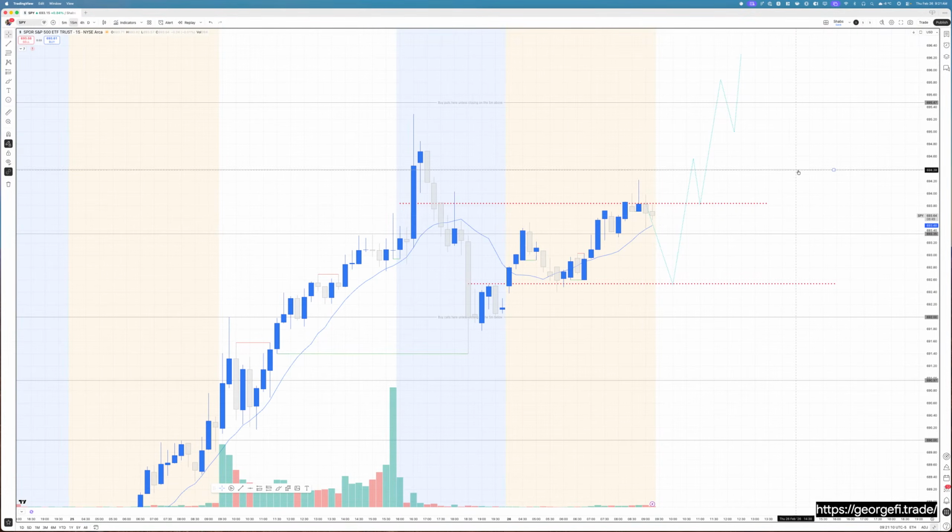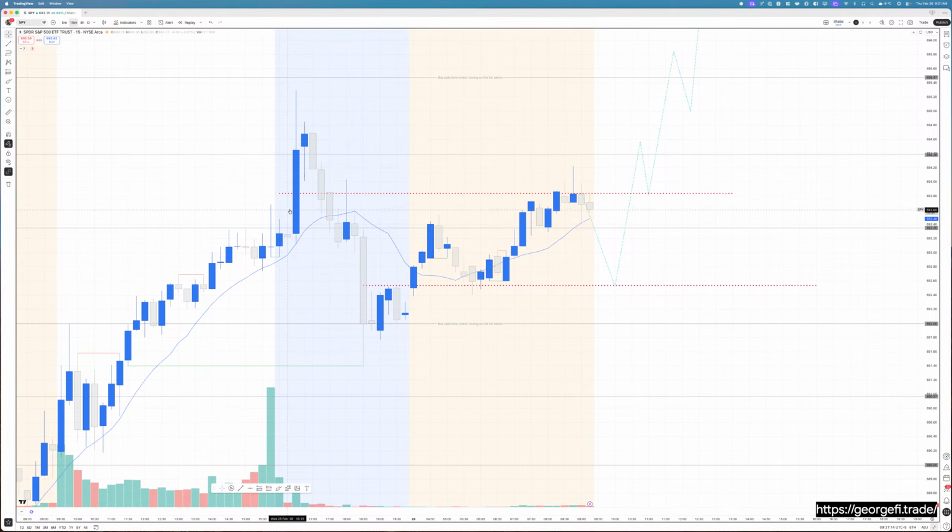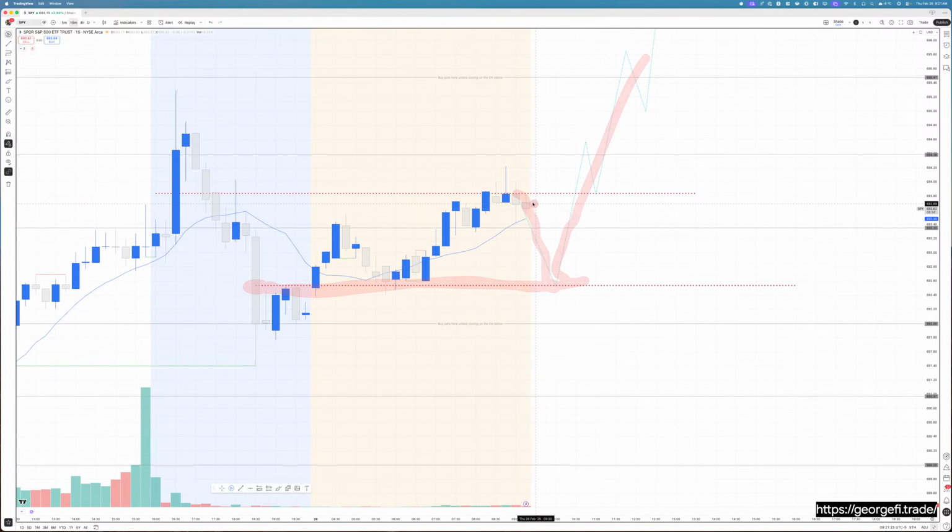Okay. So this is what I'm seeing here. We have an imbalance above that has been filled. We're rejecting off that 50% zone on that imbalance. Doesn't mean we got to buy puts. I do think we are going to test the middle of this imbalance, and then bounce exactly from there. So I'd rather play the reversal.